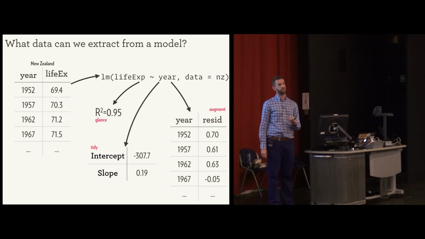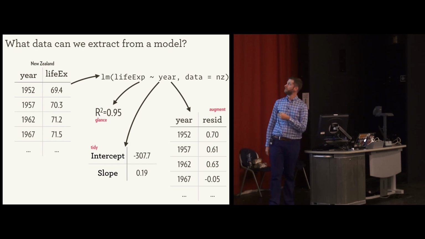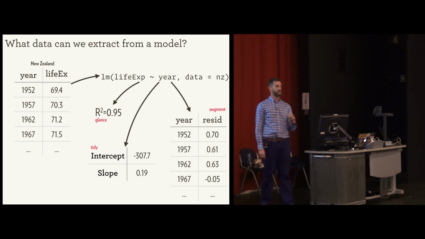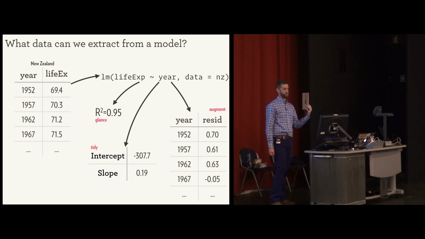And the broom package gives us tools to extract each of these. So glance is going to give us the model summaries. We have one row per model. Tidy gives us the model estimates, so we have one row per estimate per model. And then finally, augment gives us the things at observation level, so we get one row per observation per model.